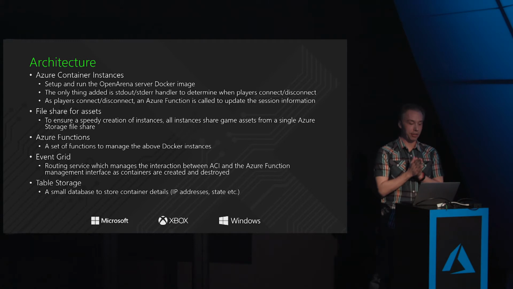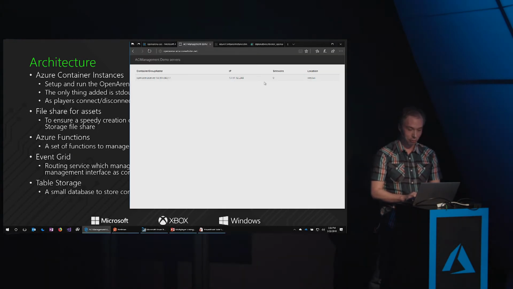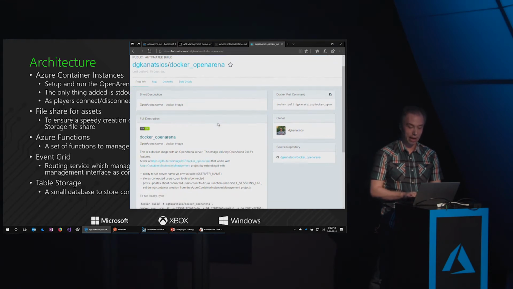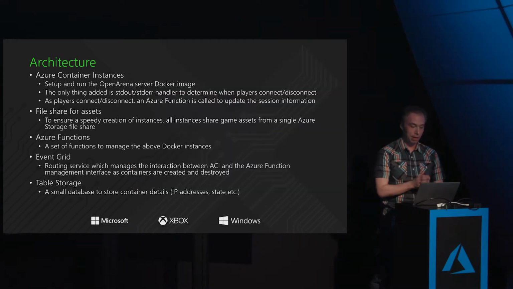So the basic architecture is this. We have our Azure Container Instances, which run an OpenArena server, which is a Docker image stored in the actual Docker registry. I'll show you where that lives. You can see it right here at hub.docker.com. This is the actual image that we're going to use.